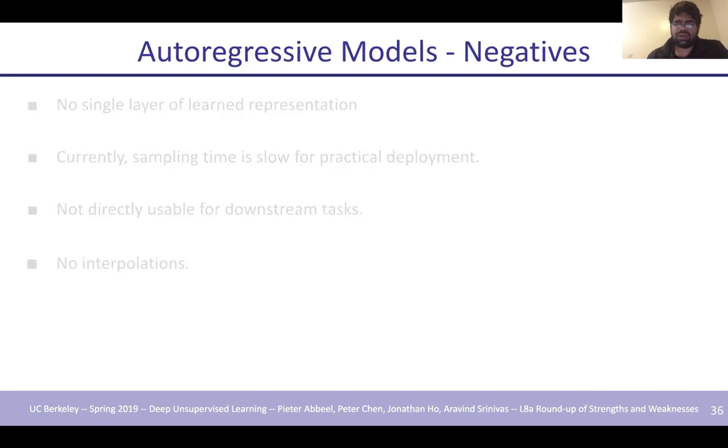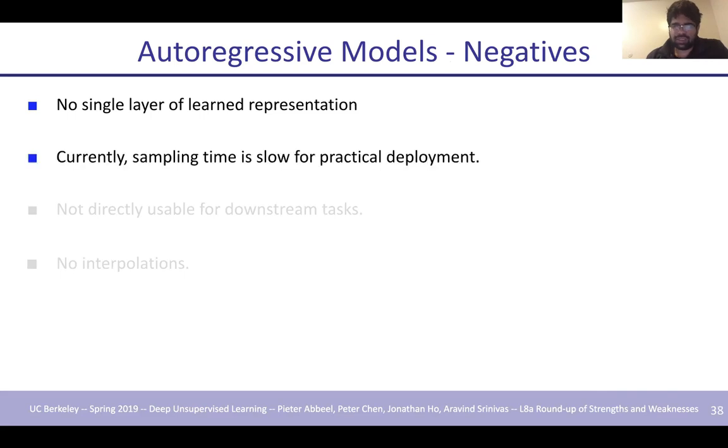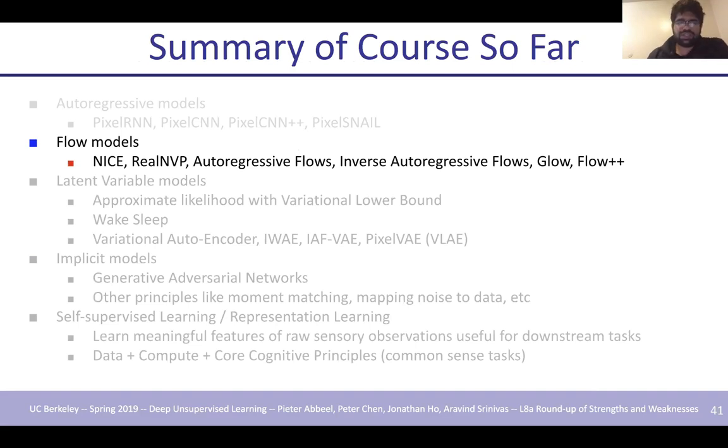So that said, there are a lot of negatives for autoregressive modeling. One is you don't extract any representation. There is no bottleneck structure, and sampling time is not good for deployment. It's not particularly usable for downstream tasks. For instance, with a language model, you need to sample multiple times to see coherent samples. So you can't just roll out a language model as software, and there are no interpolations that you can see to visualize what the model is actually learning. And every time you sample, it's going to take a long time to produce a diverse set of samples. So that's it about autoregressive models.